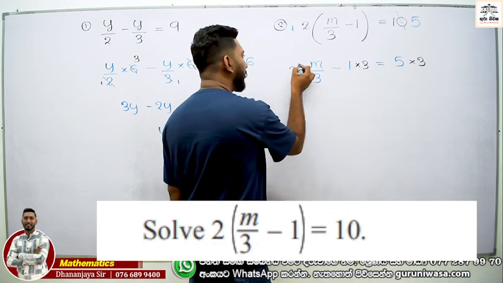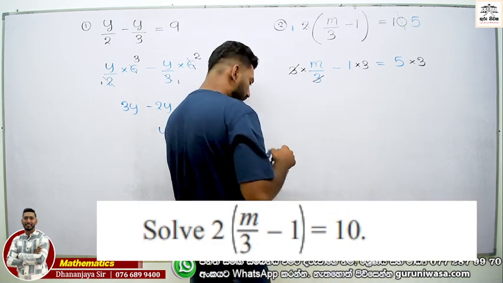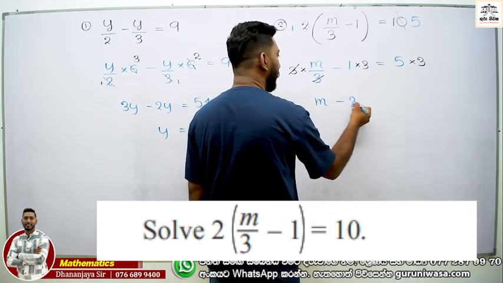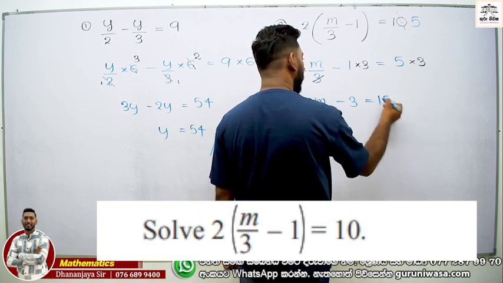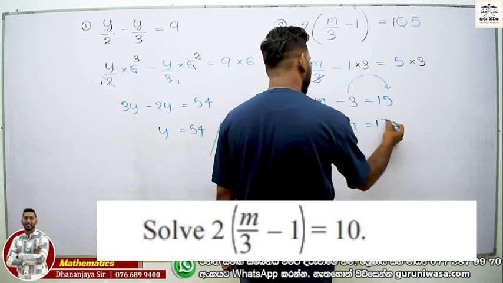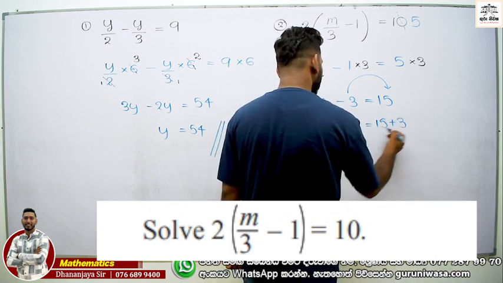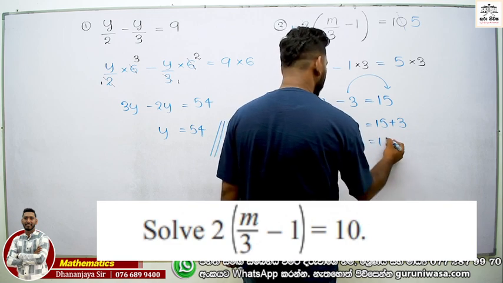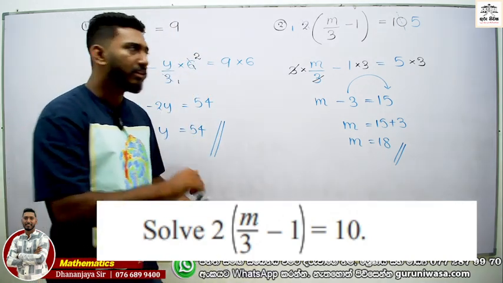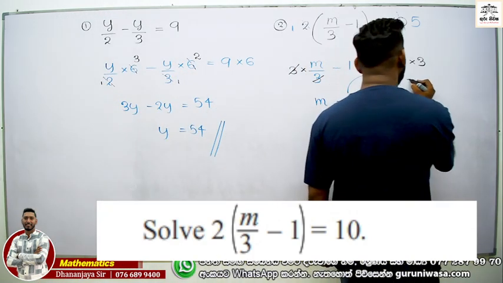Now 3 and 3 eliminated. Now answer becomes m minus 3 equals 15. Now minus 3 go to the other side. Finally, m equals 15 plus 3. Now m is equals to the 18. Now other way, you can simplify like this.